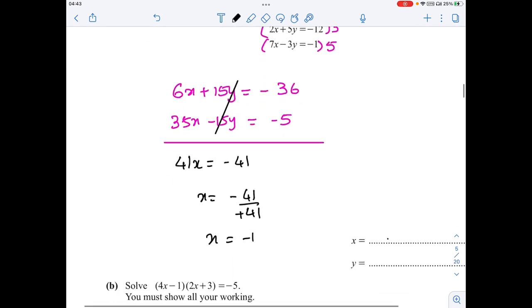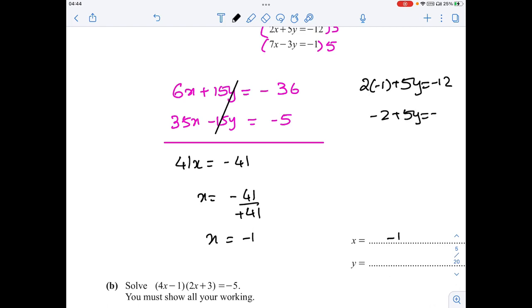Once I get the value of x as negative 1, plug in the x value negative 1 in the first equation. So you get minus 2 plus 5y equals negative 12. 5y equals negative 10. y equals negative 2.